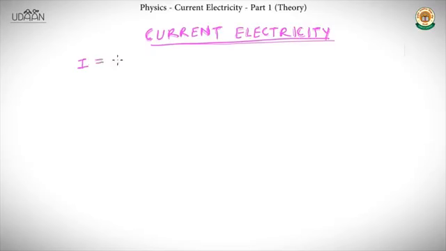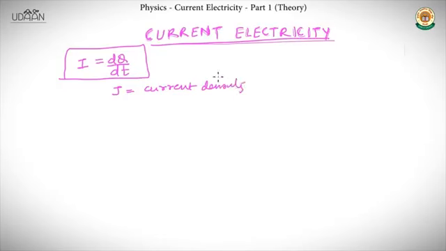Electric current, which is denoted by I, is equal to dq by dt, which is the rate of charge flowing through a particular conductor. Right? Now, if I denote J as the current density, then I can write I as J into A. What is current density? Current density is current per unit cross-sectional area.